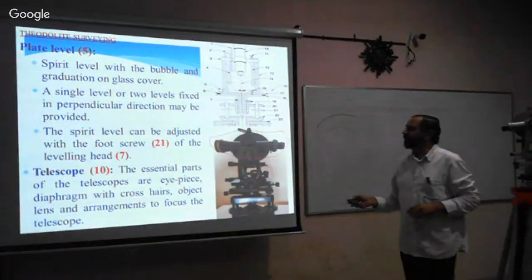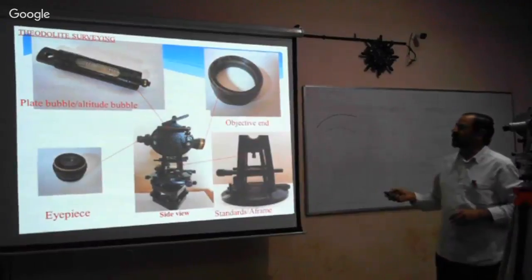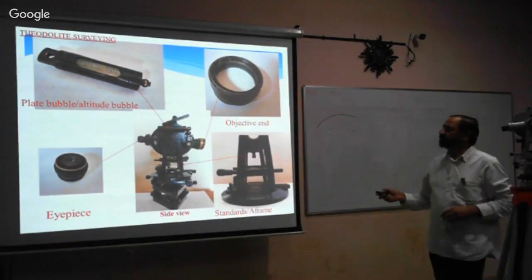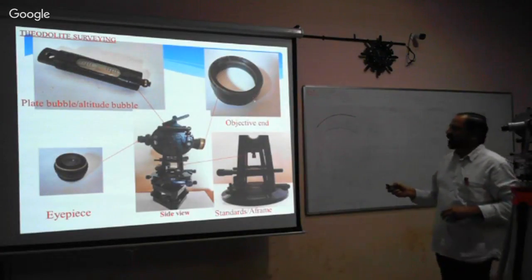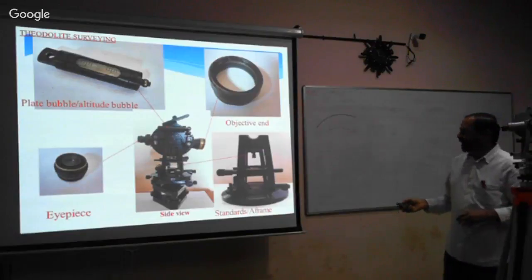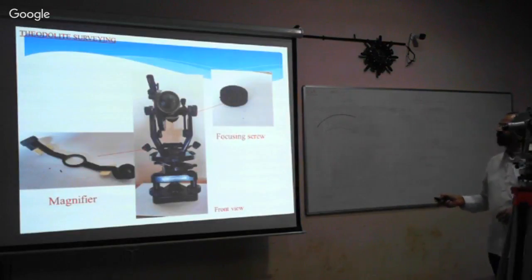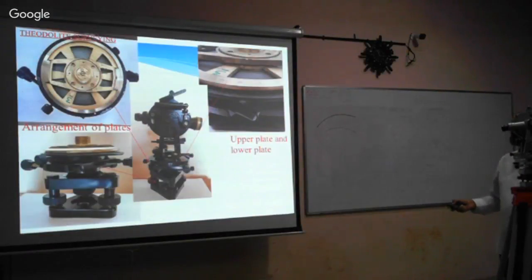Now, after knowing the instrument clearly, these are again explanations of the instrument. In the last class also, we have discussed this. Now, these are the various parts. I told you this is the bubble tube, and this is the eyepiece, the object end. This is the eyepiece, and this is the frame. Then this is the focusing screw, and these are the micrometers, also called magnifiers. This is not to magnify the image. And now these are the graduations.